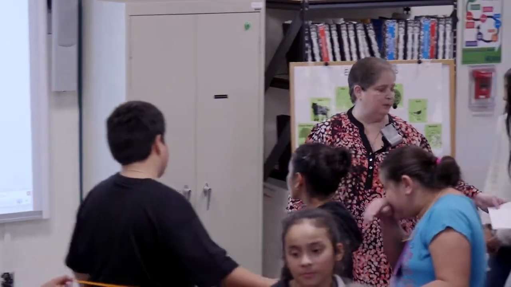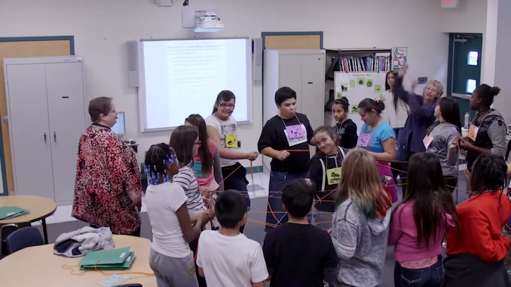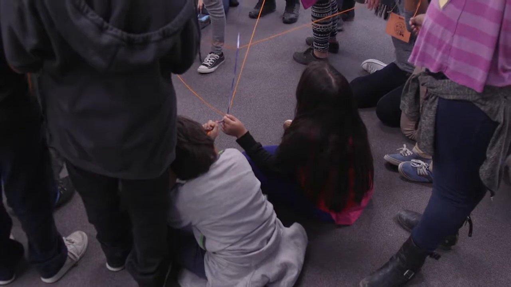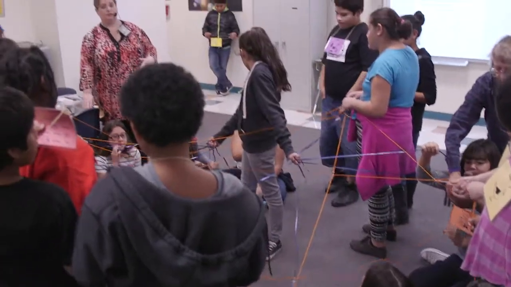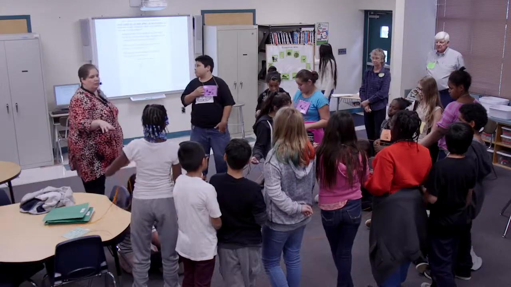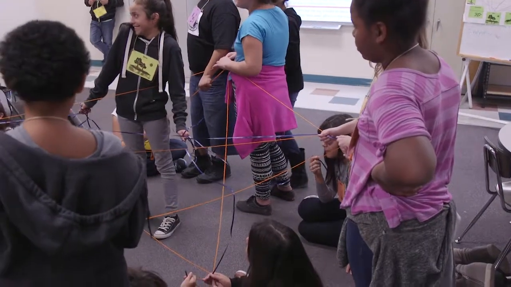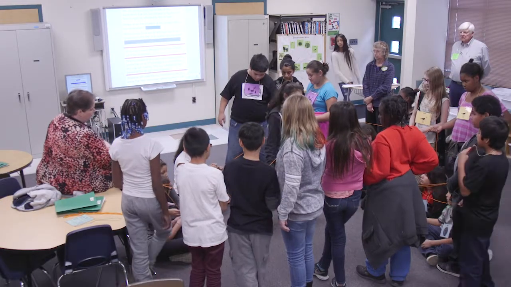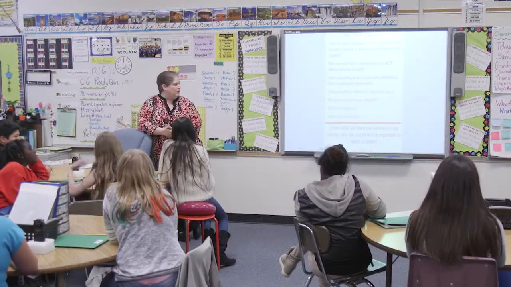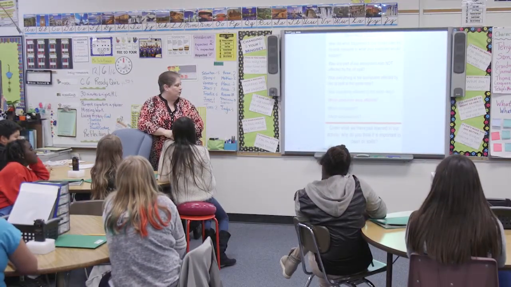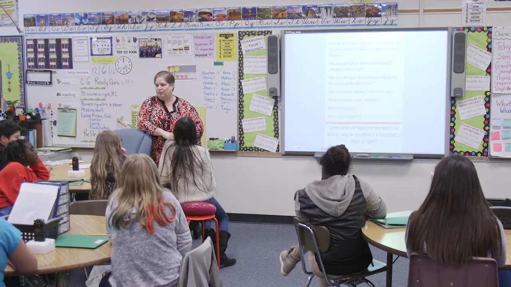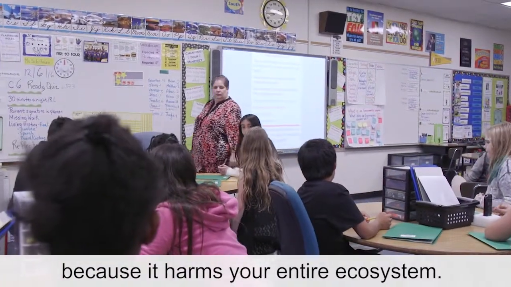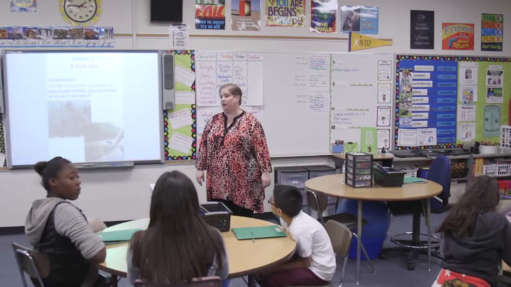Imagine that oil is spilled into the river. Anything that lives in the river needs to sit down now. The fish live in the river, so they would probably be affected first. Will everything be affected at the same time? No. All of you who are sitting down, as I call you, you're going to give a gentle tug. Small fry, tug. So given what we have just learned in our activity with the food web, why do you think it's important to clean up oil spills? Alexis. I think it's important to clean up oil spills because it harms our entire ecosystem.